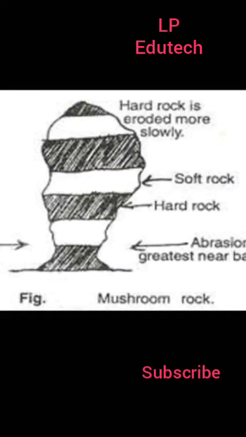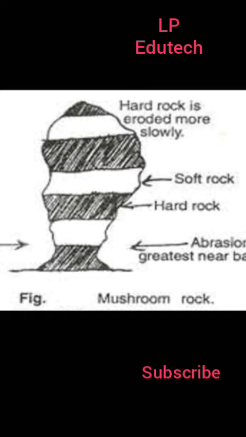Now this is called a mushroom rock. You can see the figure. At the very bottom abrasion is greatest near the base, that is, the erosional work on the rock at the base is high. Why? Due to the speed of the wind, the heaviest objects carried by the wind get obstructed here and continuously do the erosional work. So at the bottom the size is reduced, but at the top it is increased. Why? Because at the base the erosion is strong. As we go to the middle and the top, the size increases. And it also depends on the type of rock.